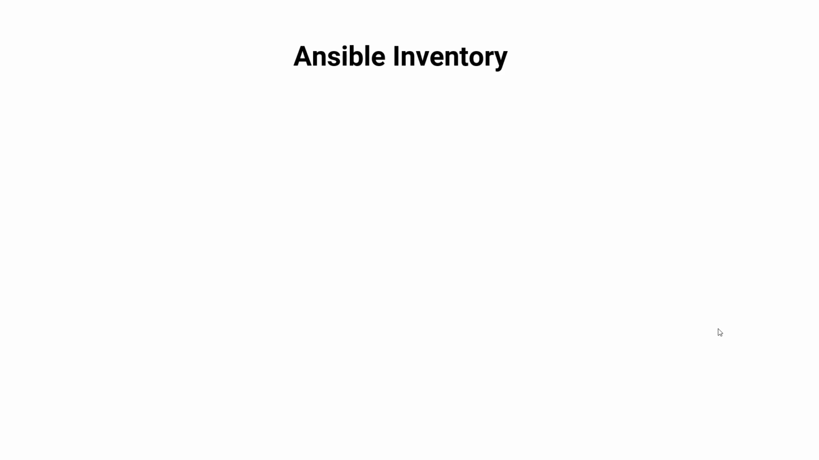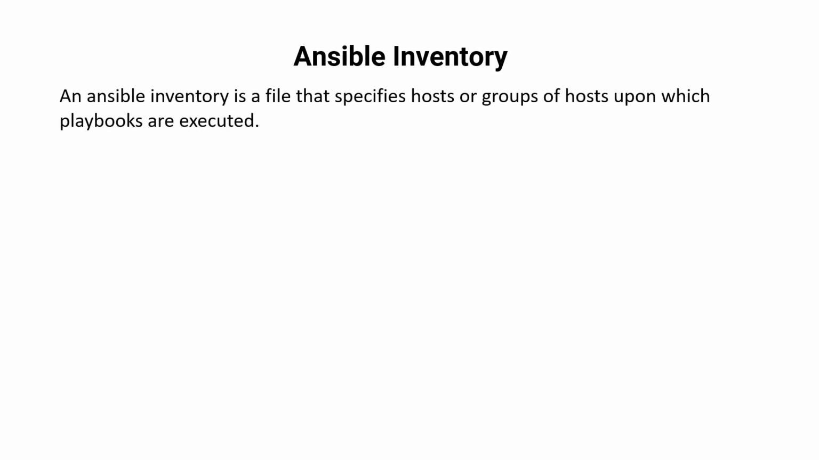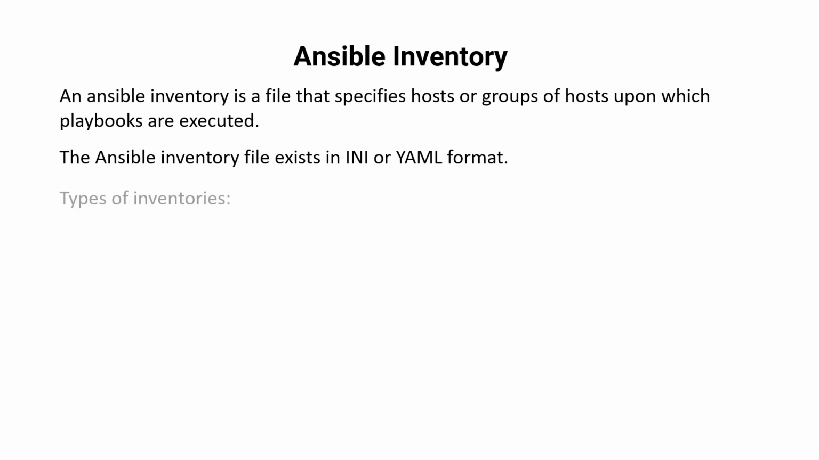Now, in our previous lecture, we went through some of the Ansible basic concepts and terms, and in this tutorial, I would like us to focus on Ansible Inventory. From our previous lecture, we saw that an Ansible inventory is a file that specifies hosts or groups of hosts upon which playbooks are executed. And the inventory file exists either in INI or a YAML format file.